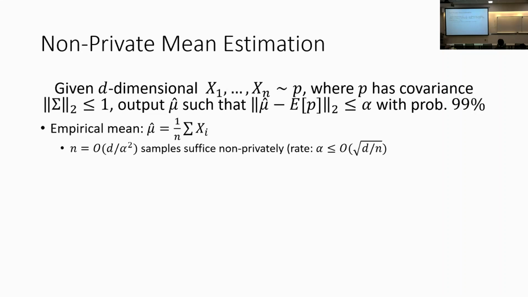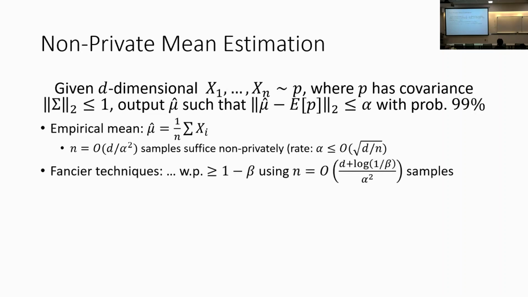Some of you may prefer rates. I know there might be more statistically minded folks in the audience. And this is really the same thing if you just invert the equation in terms of alpha and n. So I'm going to flash rates on this slide, but not further than that. So this is the first algorithm you think of, and it works non-privately.